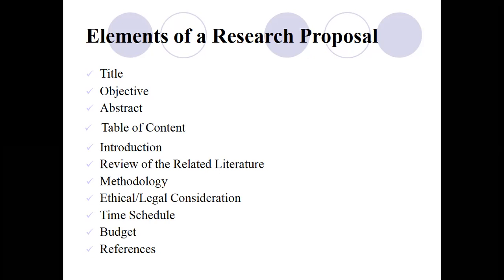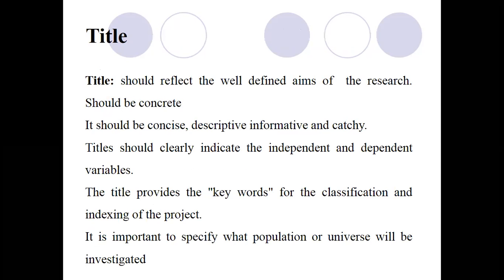And then you have to give the references or bibliography that will explain everything, that will cite from where you study and from where you read the literature. So the title should reflect the well-defined aims of the research, should be concrete, concise, descriptive, informative, and catchy. Titles should clearly indicate the independent and dependent variables.